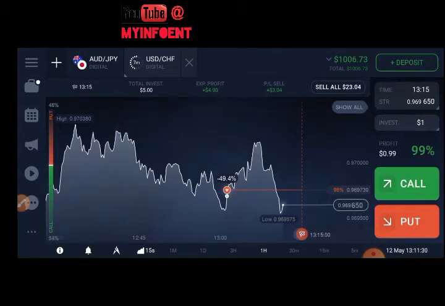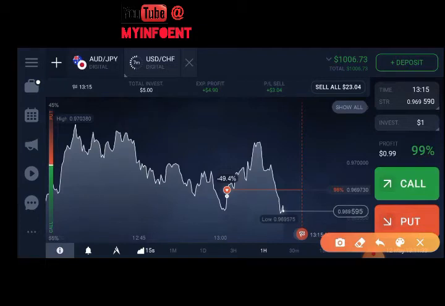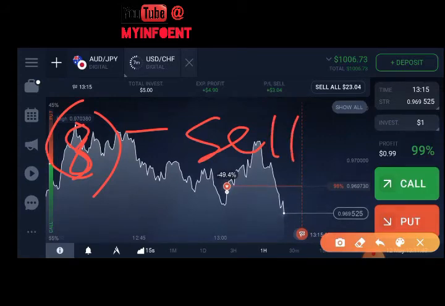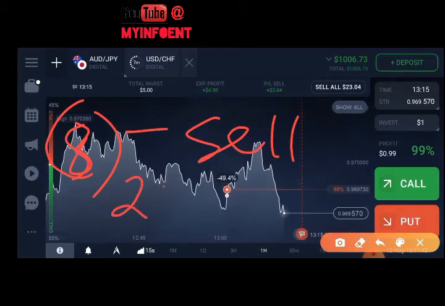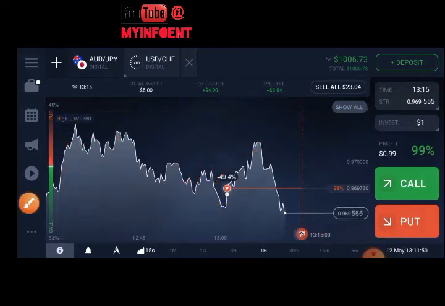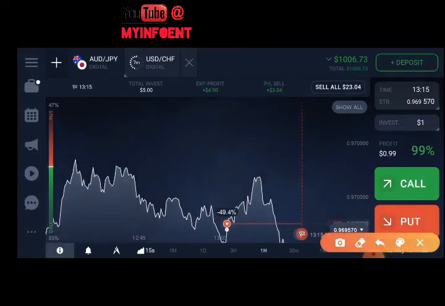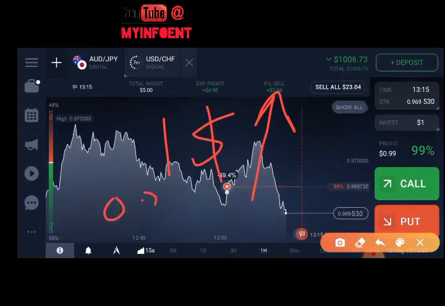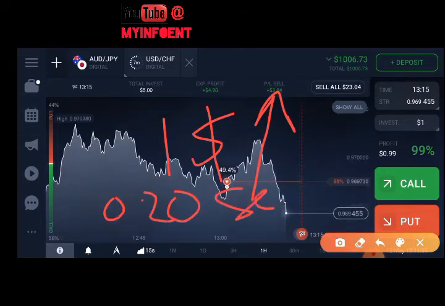So number 8, what you should take note of is number 8. Always sell before expiration time, and sell when you have up to 20% of your capital. What do I mean by 20%? So if I invest $1, and I see the profit here shows 0.20, that's 20 cents, just sell it off.